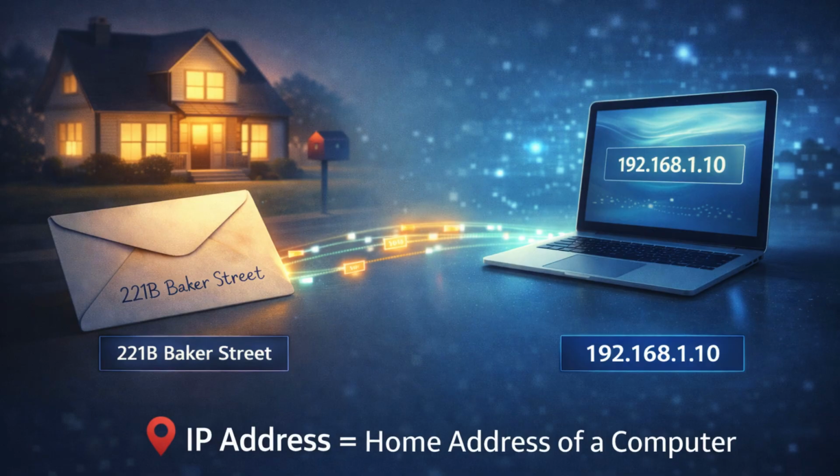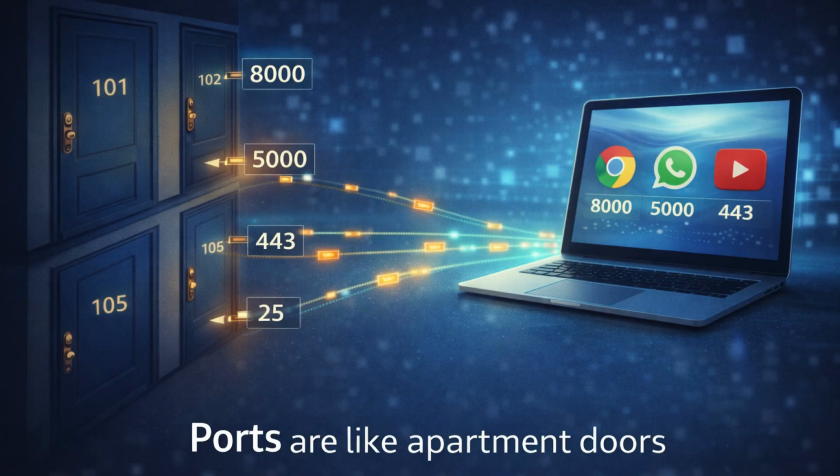Imagine sending a letter to a friend. What's the first thing you need? An address. Computers work the same way. Every computer on the internet has an address called an IP address, just like 221B Baker Street. A computer's address looks like 192.168.1.10.